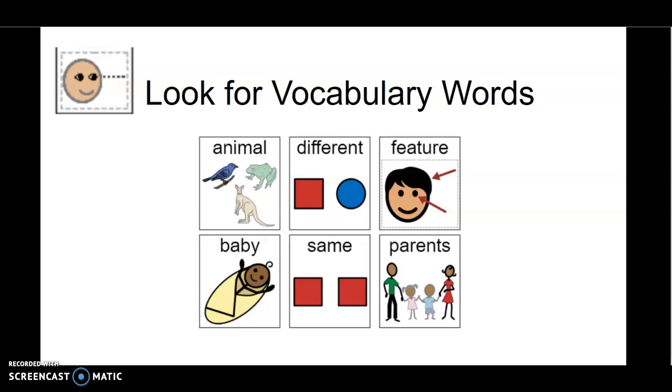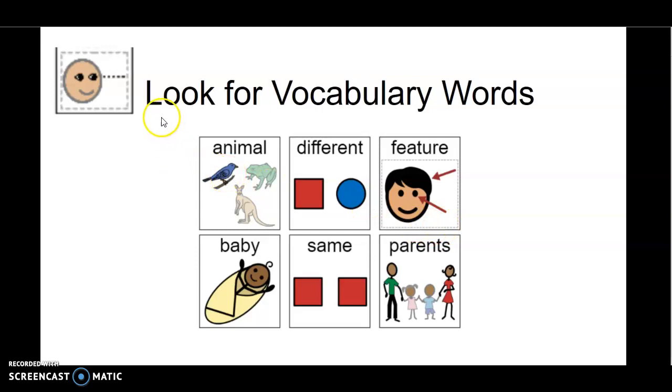Hi friends, it's Miss Carolyn here, and today we are going to read an article from the month of May. It is lesson 5, and we will be talking about how baby animals look like their parents.